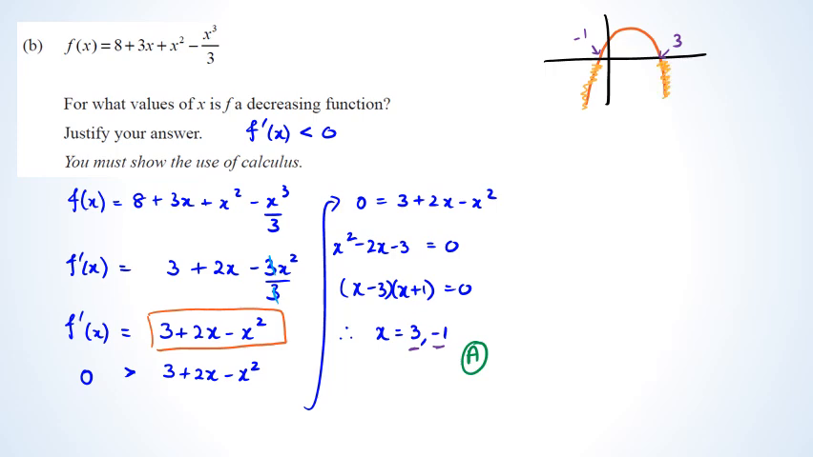So we can basically say that the function is decreasing for x less than -1 and x greater than 3.